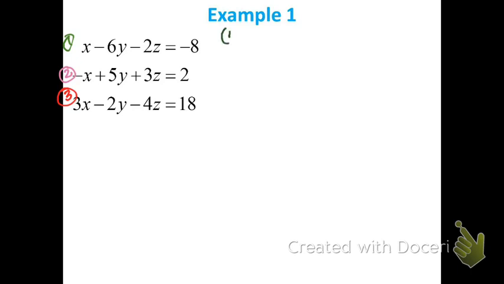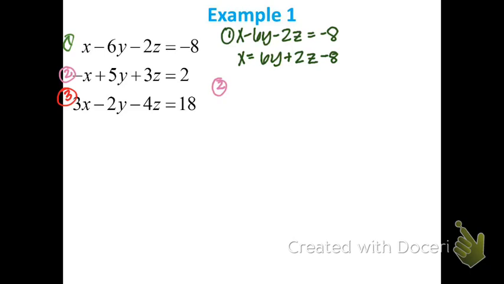My first equation is x minus 6y minus 2z equals negative 8. I need to isolate x, so I'm going to move everything to the other side. So x equals a positive 6y plus 2z minus 8. Are we good so far? Now I'm taking equations 2 and 3, and I'm substituting x in for those equations.